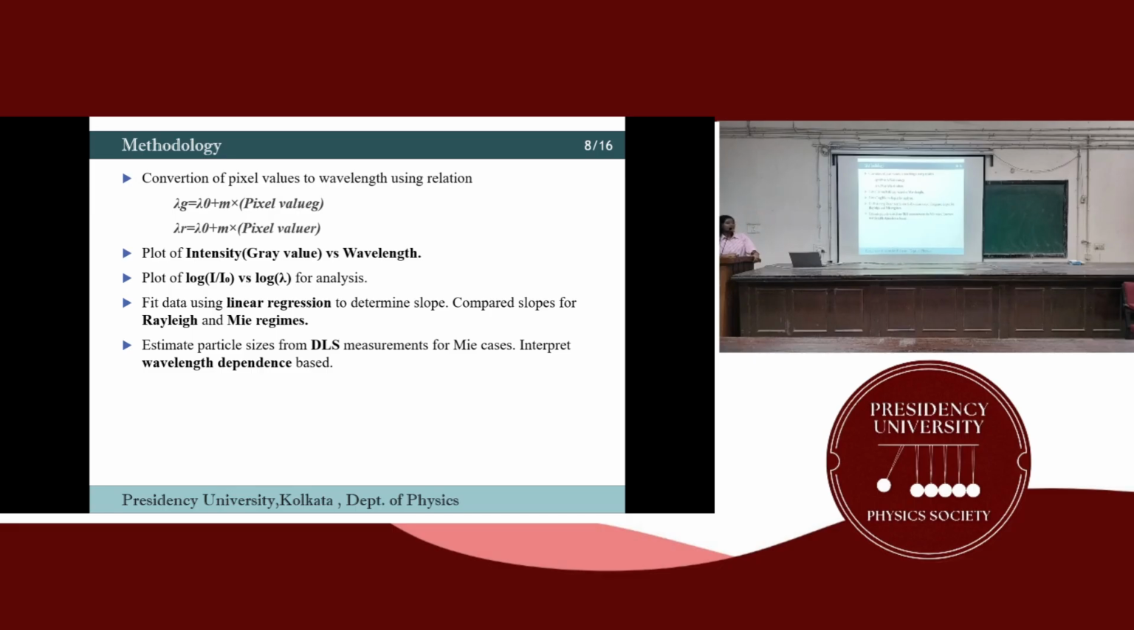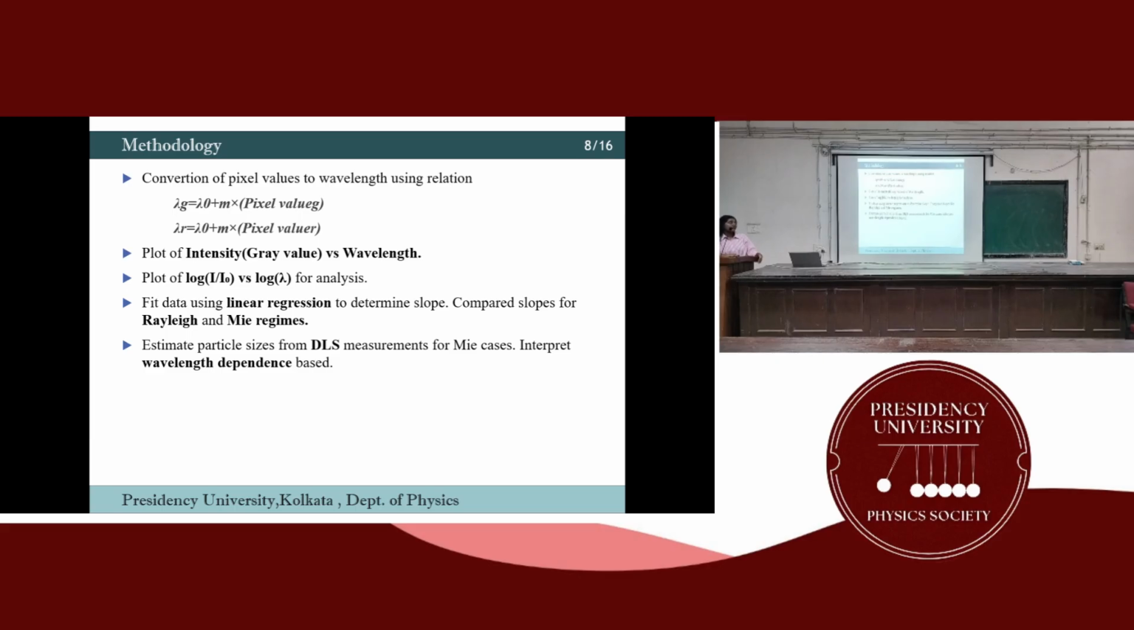Then we know that in Rayleigh theory, I varies as 1 by lambda to the power 4. If I take the log of it, I get log of intensity equals minus 4 times log of lambda, and this minus 4 is the slope here. I have done this just to get the slope, and this slope will give the dependence of intensity on wavelength. Then I fitted the data using linear regression to determine the slope.